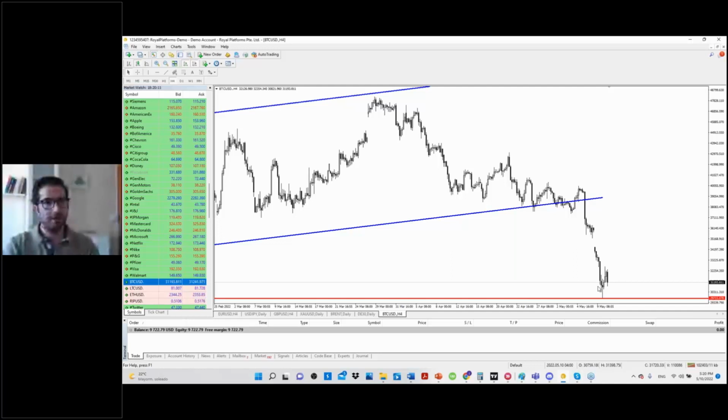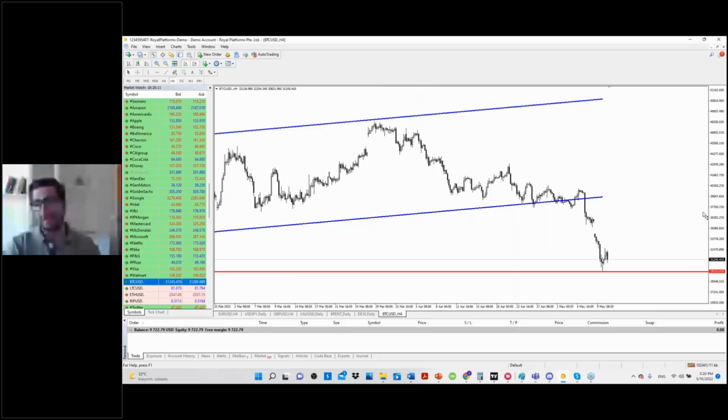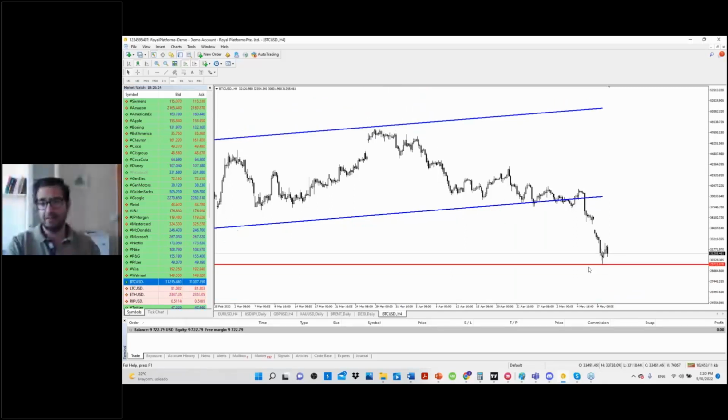Still, the bears are in control of this market. So I advise you not to trade around this strong support, because all the major players might benefit from the orders that will be put around this 29K level.